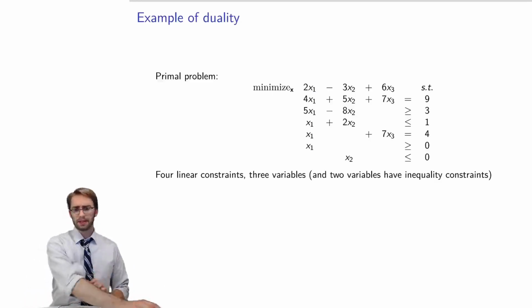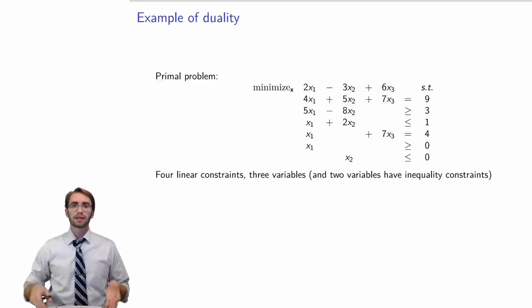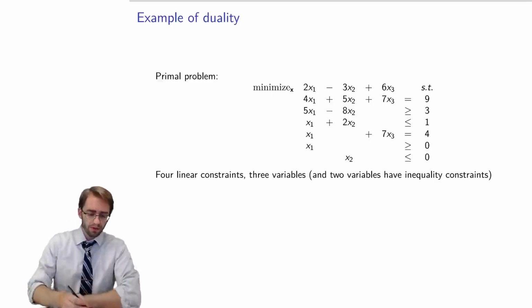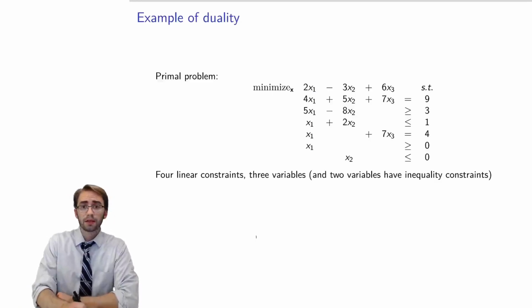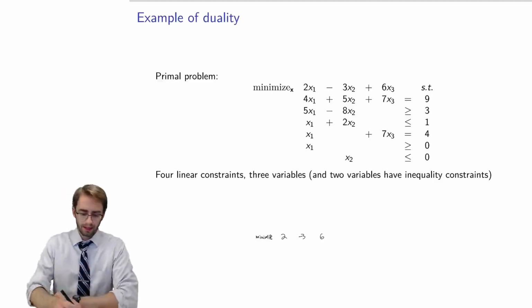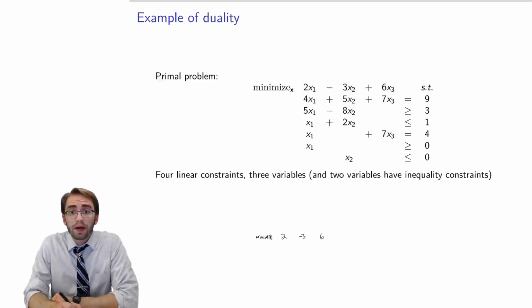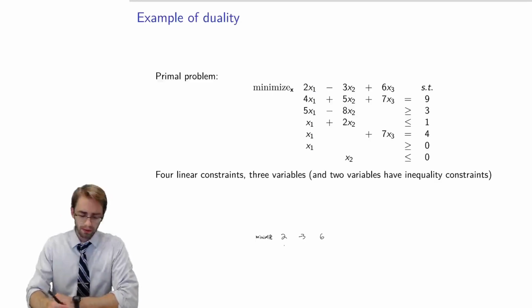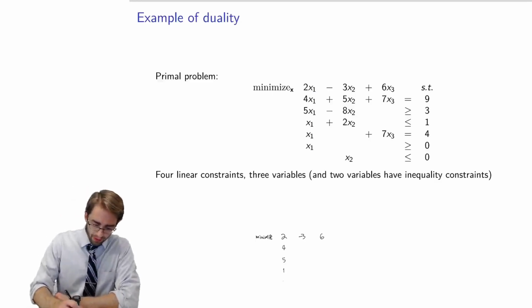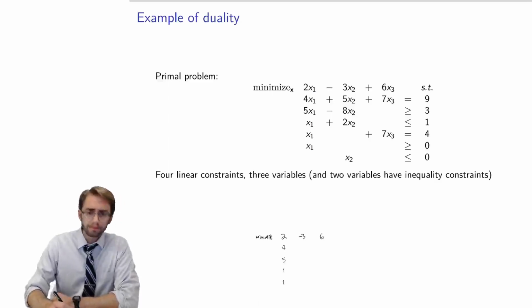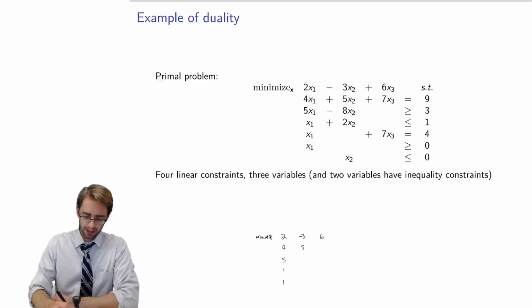So first let me copy this problem down, and we'll see where all these various terms come in. So this is a minimization problem. It says minimize 2, minus 3, and 6. And then I'll run down these columns. 4, 5, 1, 1. The next one is 5, minus 8, and 2.